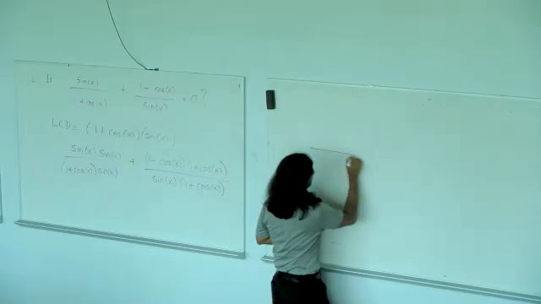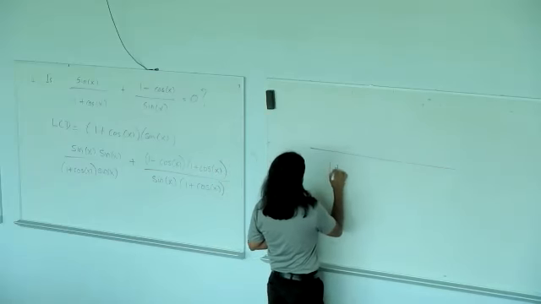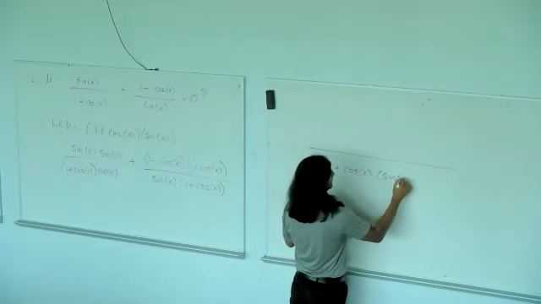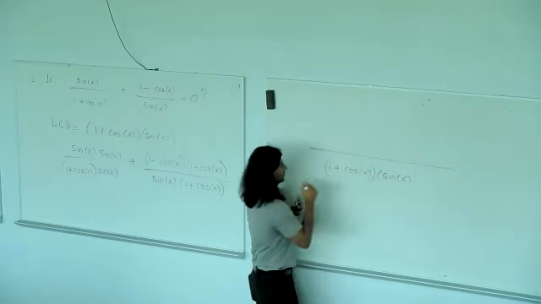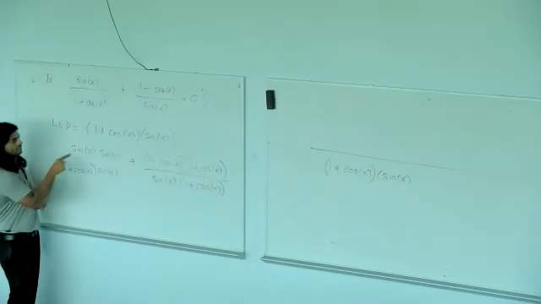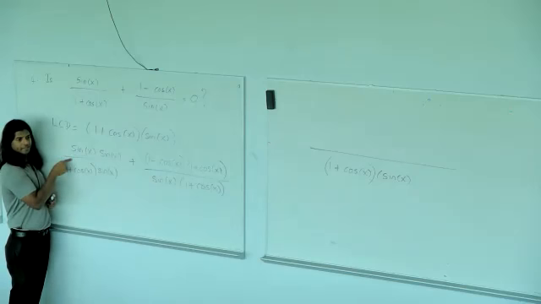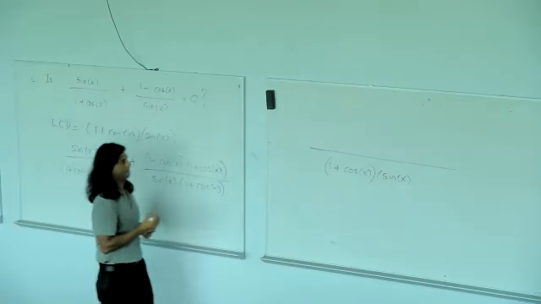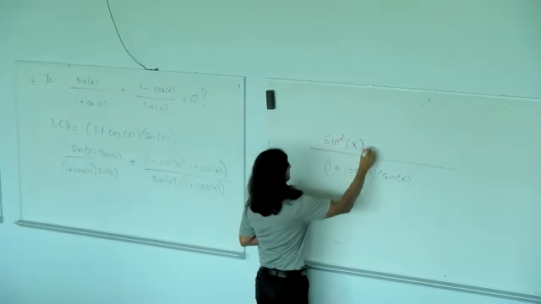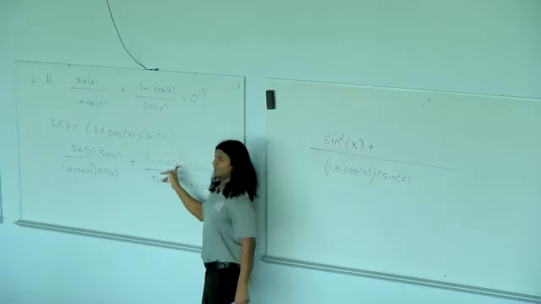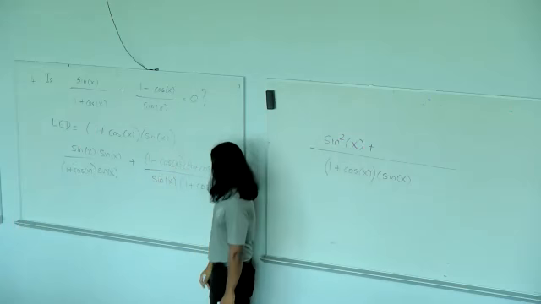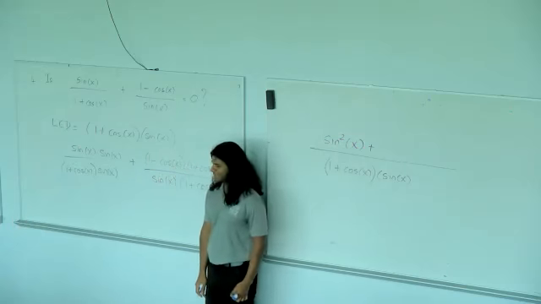So 1 plus cosine x times sine x. Numerator: I have sine squared x, agreed. Plus, what do we do with this? FOIL. It's another easy way.